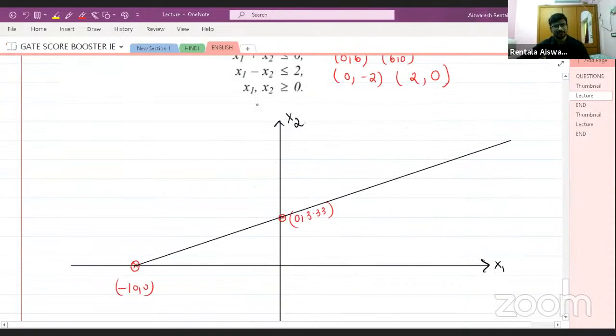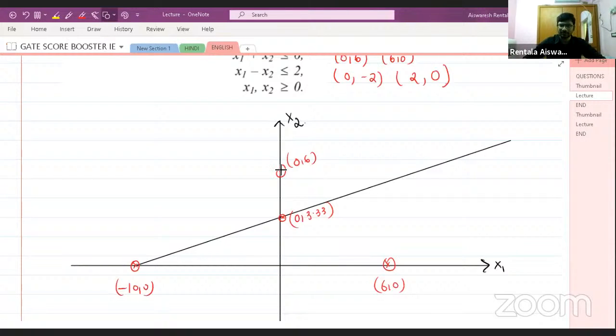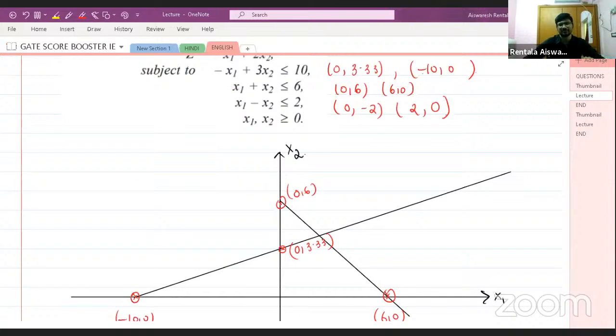So let us see 0, 6 and 6, 0. 0, 6 will be somewhere over here. Okay, 0, 6 and 6, 0 will be somewhere over here. So join these 2 points with the help of a straight line. I'm not showing the region satisfied by the straight line, that we will see. Let us plot all the constraints first.